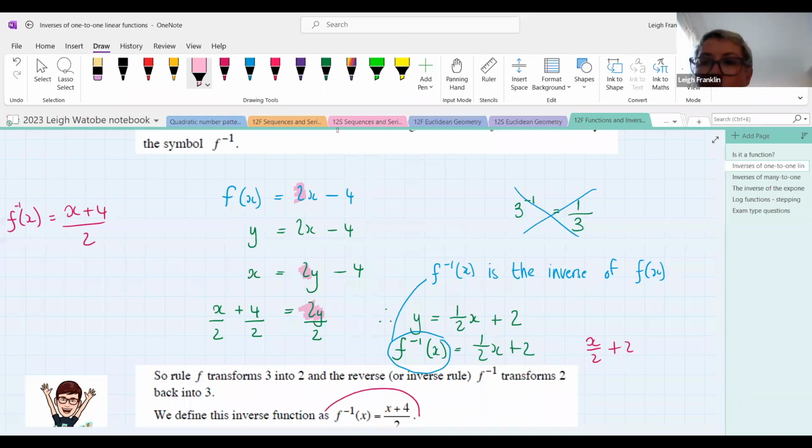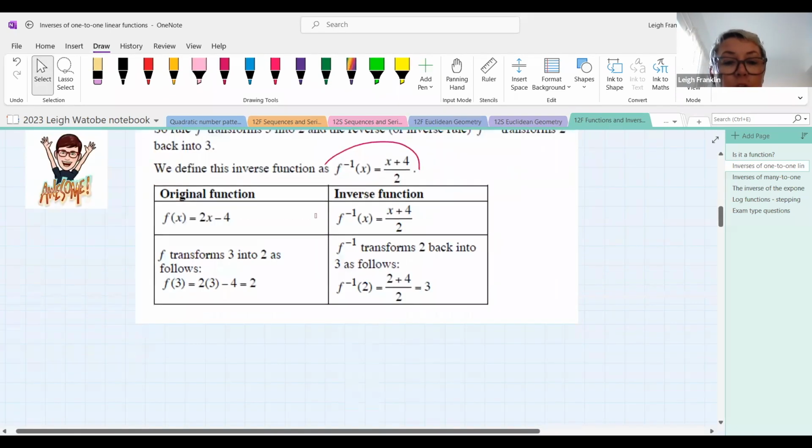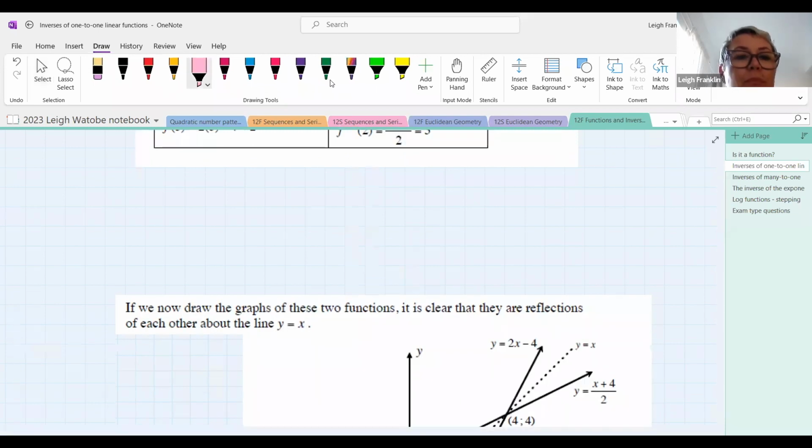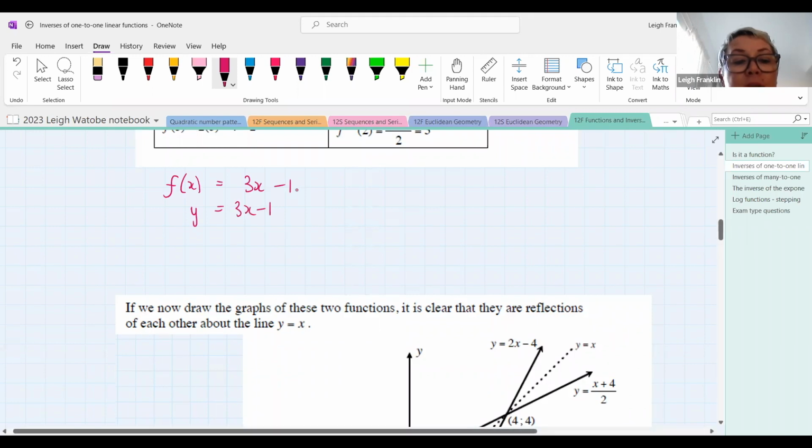Ma'am, 4 divided by 2 is 2, ma'am. Yeah, so you would divide by whatever the coefficient was. So for example, let me just go down here and do another quick example for you. Let's say I had an original function f of x equal to 3x minus 1. Please mute if you're not speaking to me. Thank you very much. And now I want to do the inverse of this. So I've got y equals 3x minus 1. I interchange x and y, so x equals 3y minus 1.